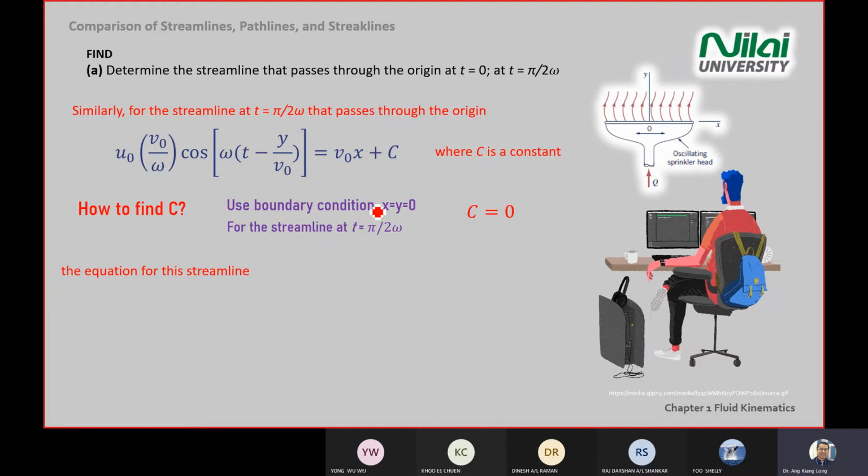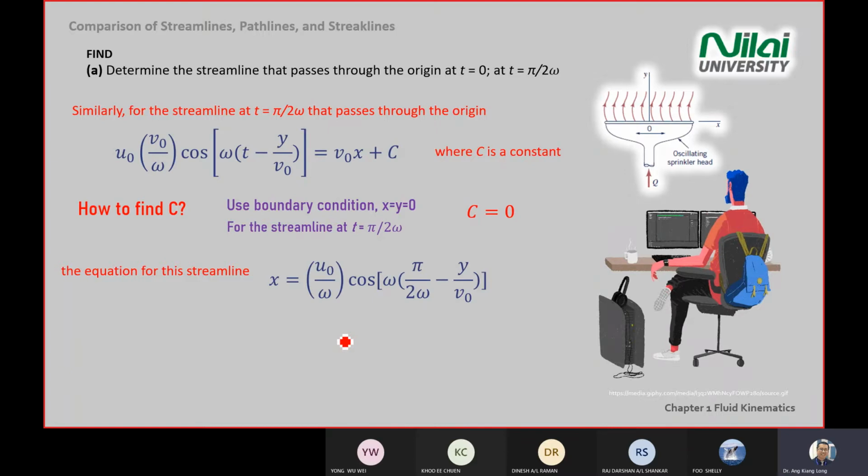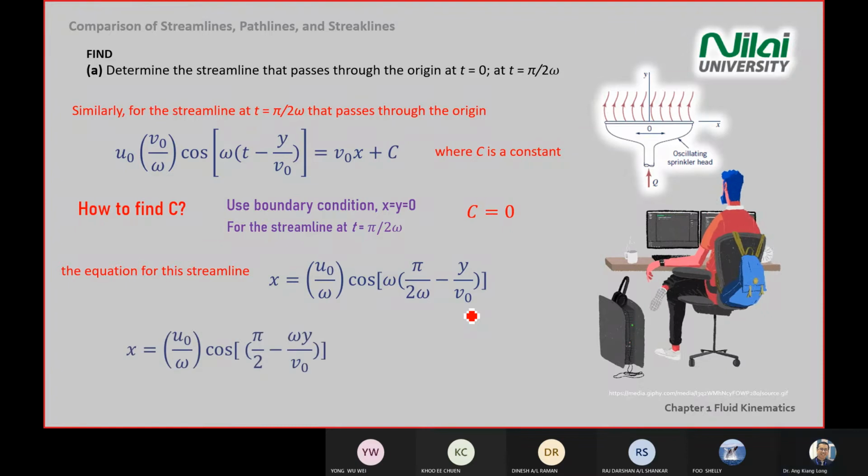Once you get the C, you substitute back into the question equation. So in this case, your C is no longer there, and you rewrite it in terms of the streamline equation, which is x equal to u naught over omega cos of something minus v over v naught. So you have two equations for section A.